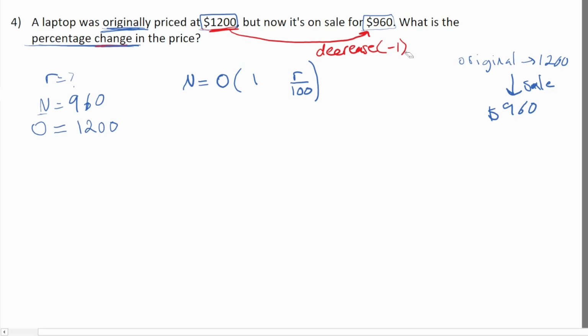So again, when the question doesn't directly state if it's an increase or a decrease, you need to look at the context of the question, understand the scenario, and through the scenario, you can know if it's a decrease or an increase. So we're going to put minus right here. Now let's just plug in. We're going to substitute our variables. So we have the new as 960 equal to 1,200 multiplied by 1 minus R over 100.